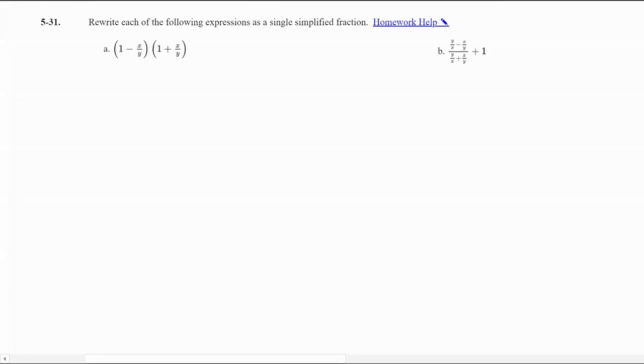Here we're asked to rewrite each of the following expressions as a single simplified fraction. These problems are a little annoying sometimes because it's a lot of busy work to make sure that these things are correct. There are a lot of little places where we could make mistakes. For this first one, I'm going to simplify this part here first.